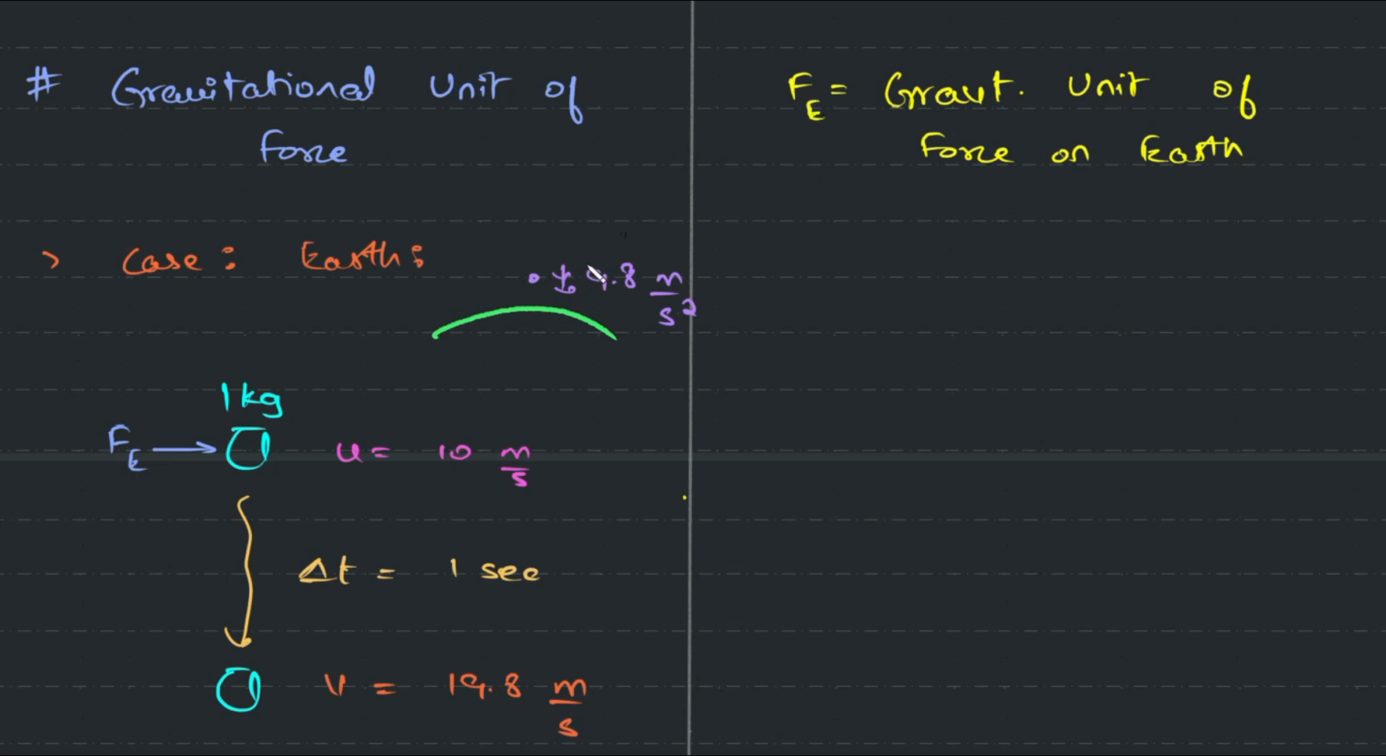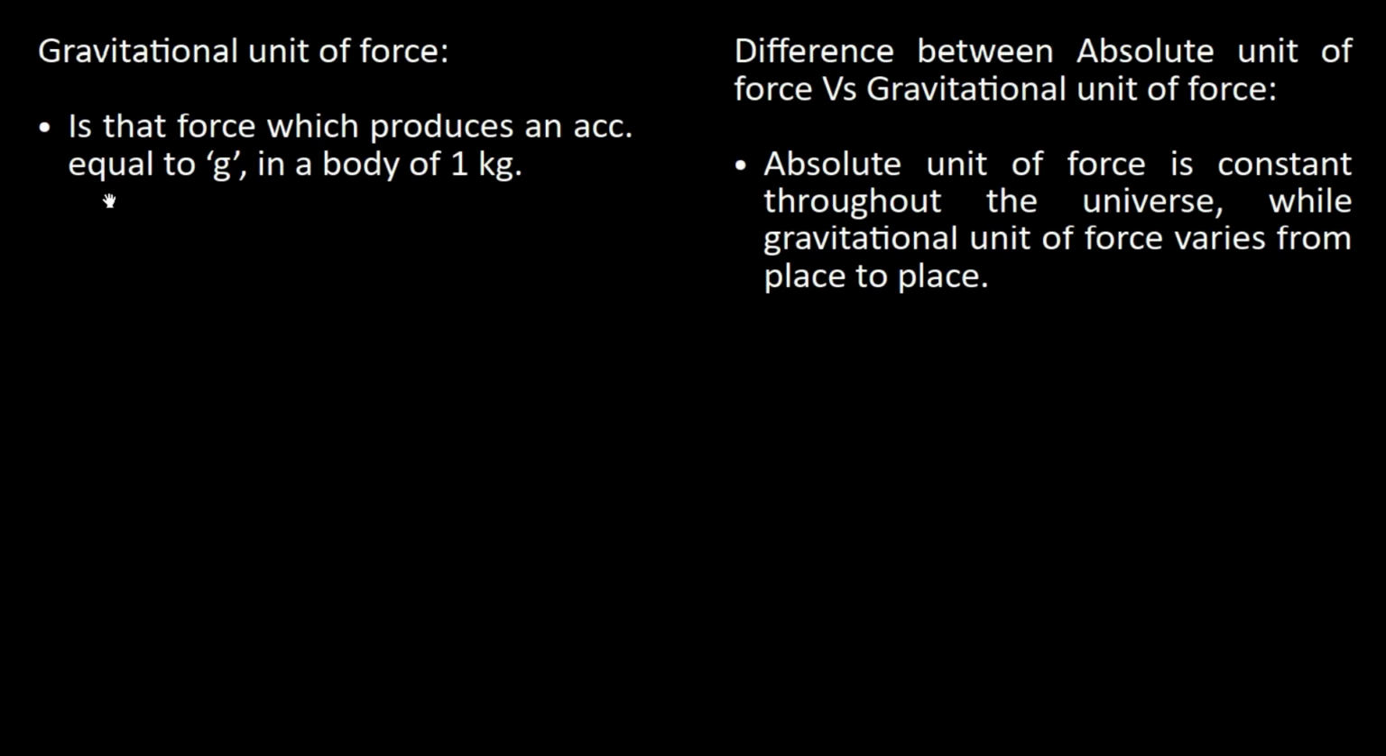Now, my question to you guys is, why have I written Earth? So is it different on the moon then? It is. Gravitational unit of force on the Earth is different and on the moon is different. So it will vary from place to place. Absolute unit of force is constant throughout the universe, while gravitational unit of force varies from place to place.